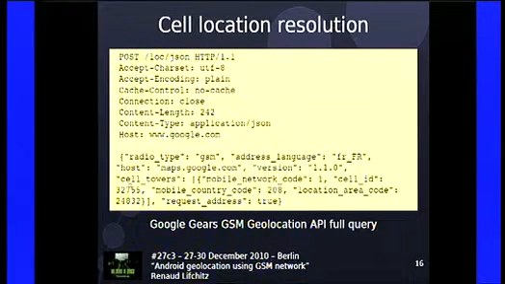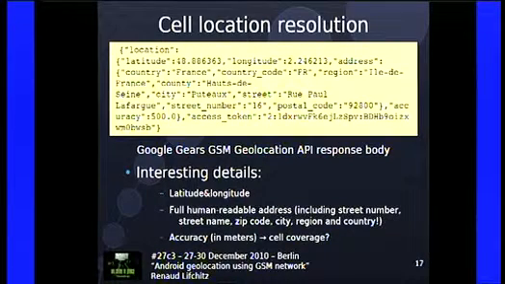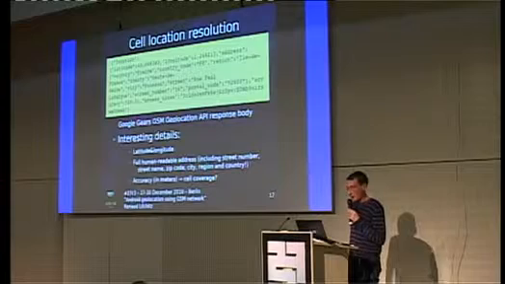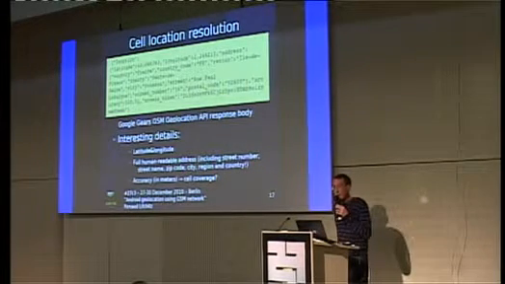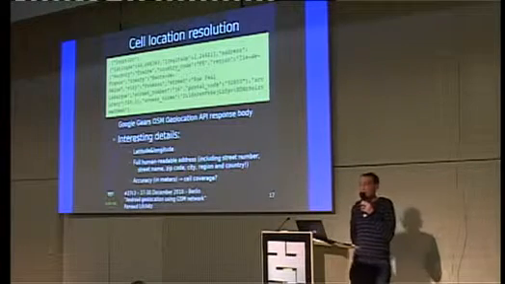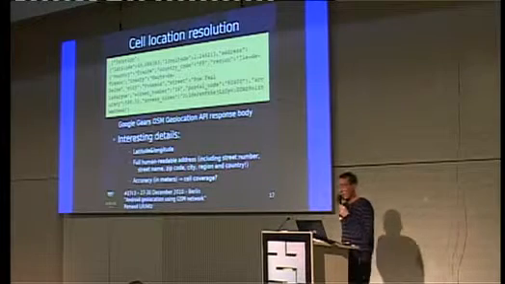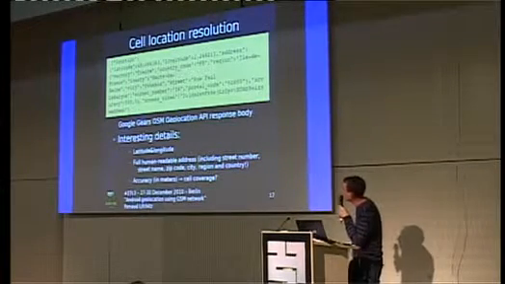So this is the query. Have a look at the answer now. In the answer, you have interesting details. Not only do you have the latitude and longitude, which is pretty nice, you have a full human readable address, including street number, street name, zip code, city, region, and country. So you have a complete reverse geolocation using only the cell IDs, right? And you even have the accuracy, which I think is the cell coverage. It couldn't be anything else. So it should be the cell coverage, in fact. Here you see the accuracy is not so good, 500 meters.